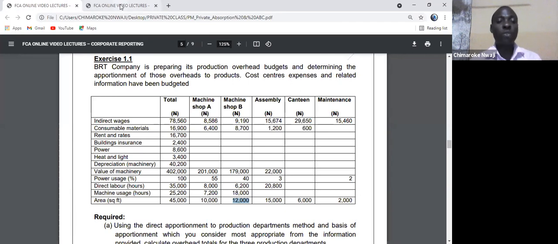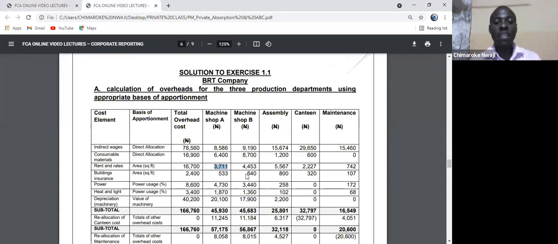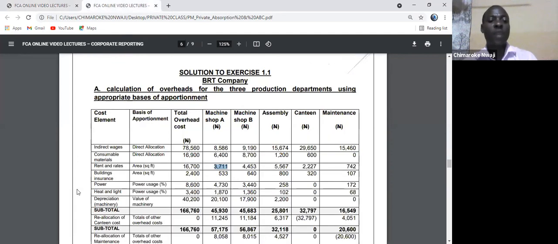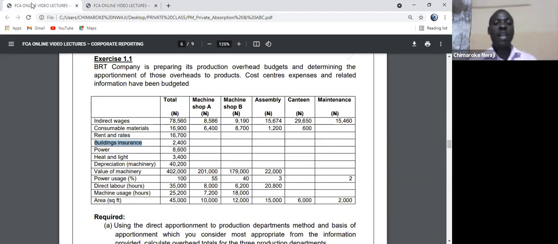And when you do it correctly, you'll be getting these correct figures that we have here. So that is how we do for rent and rates. The next thing to do is you take buildings insurance. Of course, buildings are all in square feet area. So once again, I will use area square feet as my basis of measurement, and I would do the same thing I did.